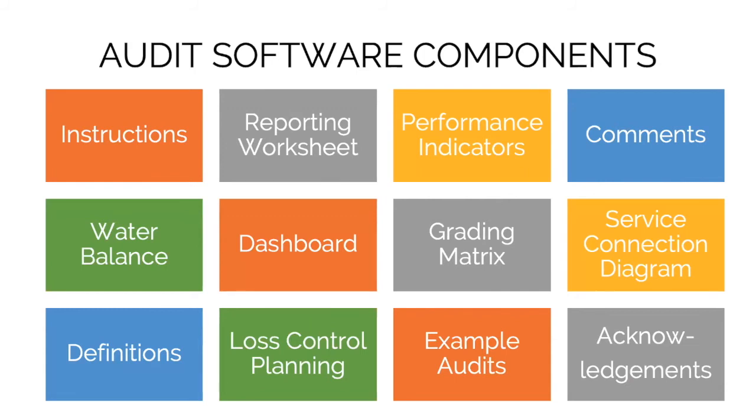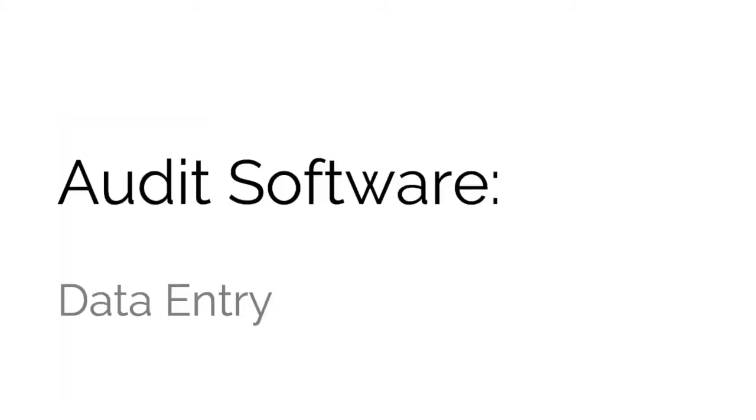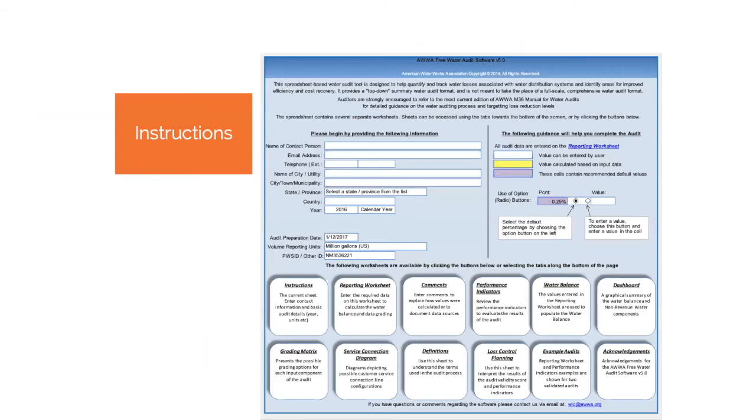The software has 12 components. So it looks a little intimidating, but we're only going to focus on 3 of them. A lot of these other components are to give you more information, to give you ideas of where to go. There's only 3 parts of the water audit that are actually data entry pieces to the water audit. So we're just going to focus on those 3 components. And then James is going to talk a little bit about the performance metrics that you get out of the water audit. So the data entry occurs in 3 places again.